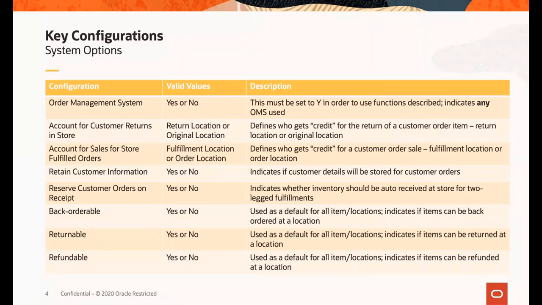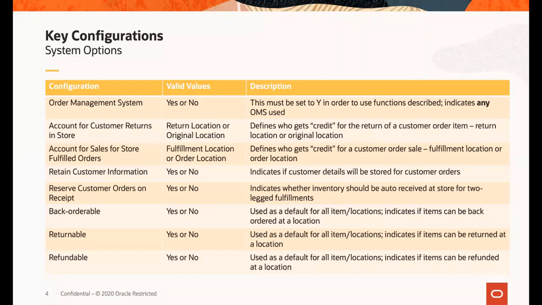We've heard requirements from customers about wanting to have more control over determining which location gets the credit for the sale. And so these system parameters allow you to control that, as well as who gets credit for the return. So the default behavior would be either the return location or the fulfillment location, or the location that's shipping the goods or having the customer pick up the goods.